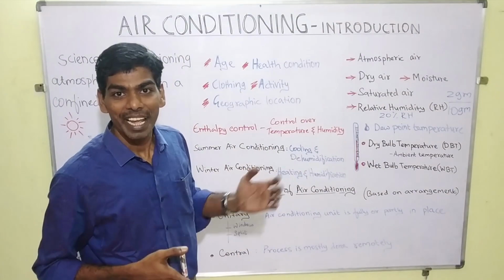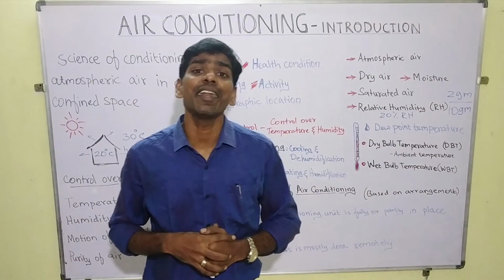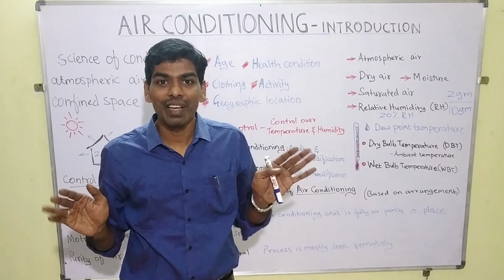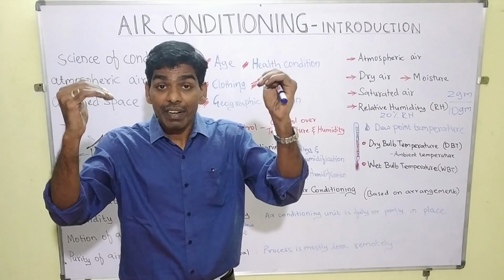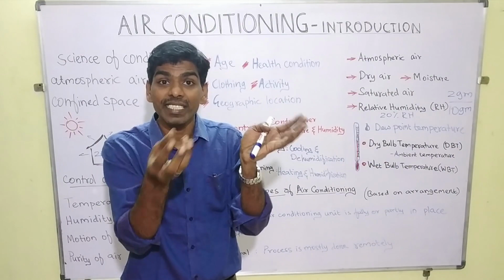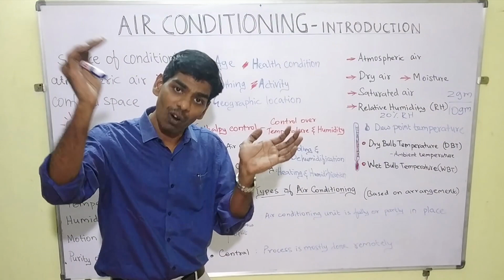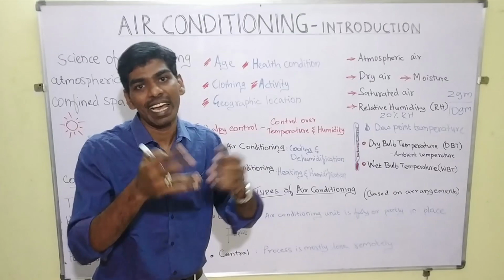The first thing is dew point temperature. The temperature at which the water vapor present in air condenses is called dew point temperature. When we have air at a particular temperature and cool it down to a particular temperature, a certain quantity of water vapor present will condense. That temperature is called dew point temperature. That is important here. Cooling and dehumidification: when we condense a certain quantity of water vapor, we are reducing the amount of water vapor present in the air. That is cooling and dehumidification, which is done in summer air conditioning.